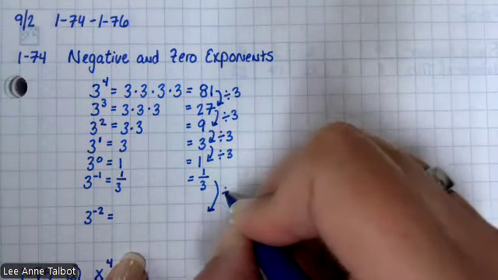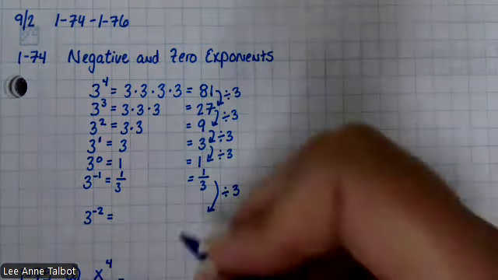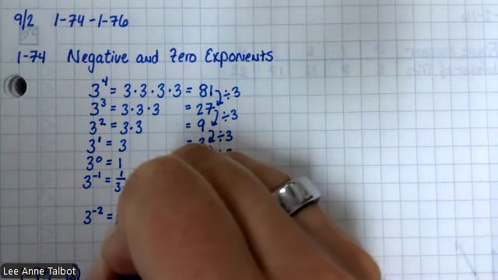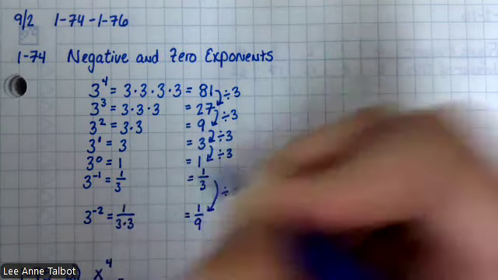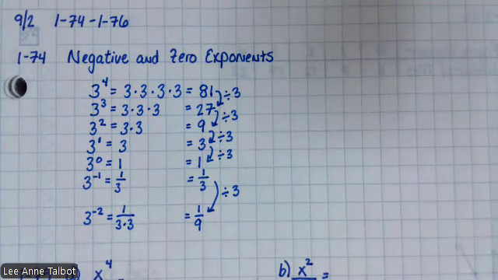Now, what is 1/3 divided by 3? 1/9. And what it looks like is 1 over 3 times 3. The 3's start building again, but in the denominator.